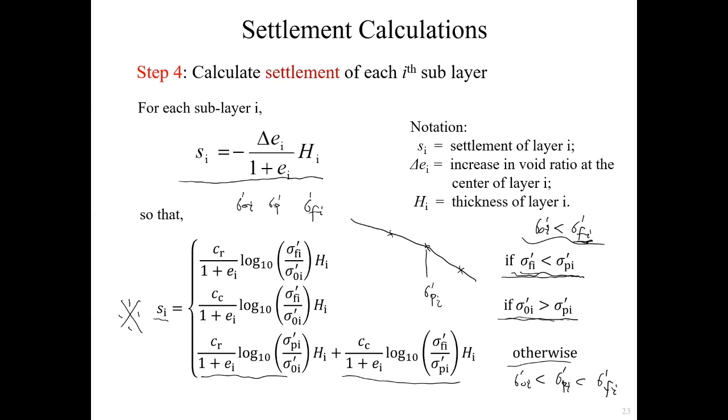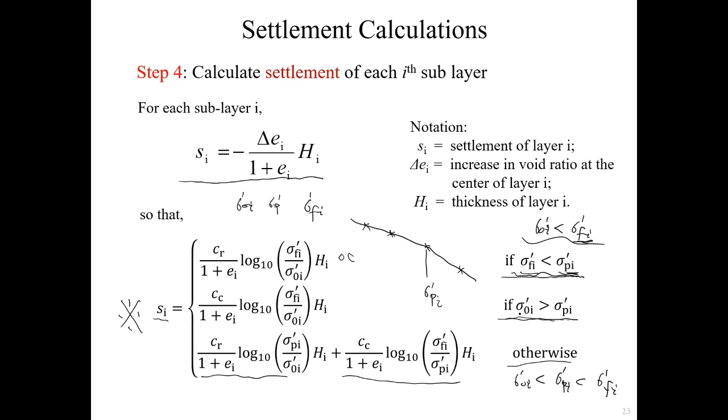If your final is less than the sigma P prime, that means your initial one is also less than sigma P prime. Does that make sense? Because your initial is always less than final, your initial will be smaller than this one as well. Then you go for this OC formula. This is called settlement of over-consolidated soil. That's the first case.